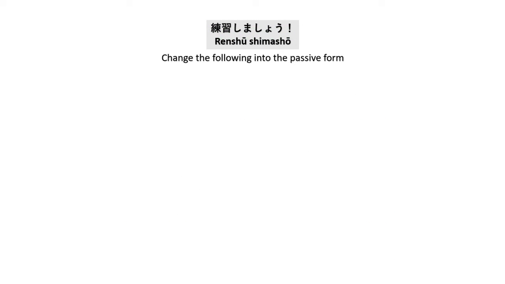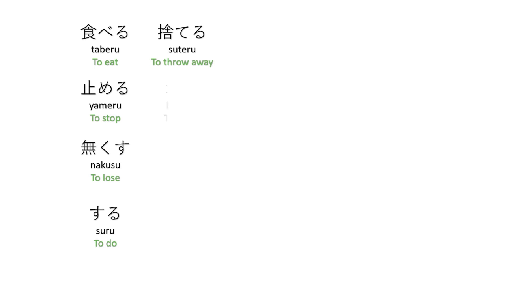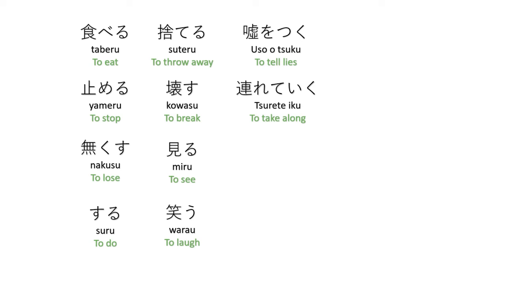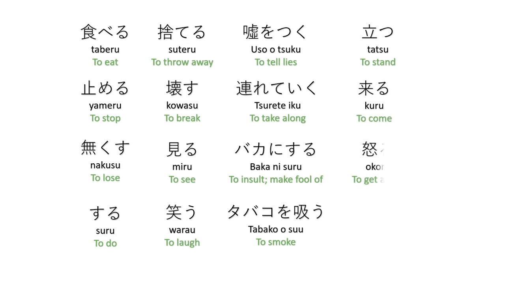Okay, so let's practice. We're going to change the following into the passive form. For example, 飲む becomes 飲まれる. And these are the other verbs that we are going to conjugate in the passive form. 食べる、やめる、なくす、する、捨てる、壊す、見る、笑う、嘘をつく、連れて行く、バカにする、タバコを吸う、立つ、来る、怒る、盗む。Okay?